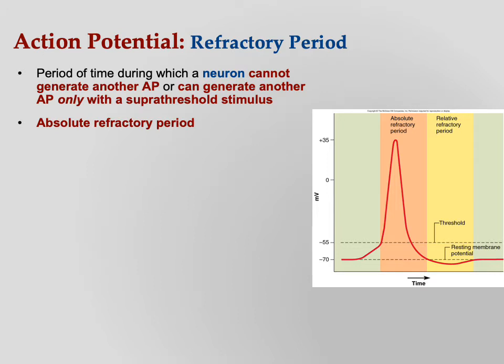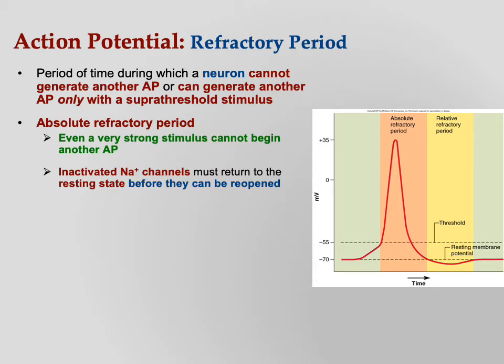During the time that the voltage-gated sodium channel is returning to its normal state, that the inactivation gate is going to finally open again, the activation gate is going to shut. During that brief period, we cannot have another action potential. That's the absolute refractory period. Even a very strong stimulus is not going to help because that sodium channel has not returned to its normal state. It can't function yet, okay? Inactivated sodium channels have to be returned to their normal state before they can be reopened.